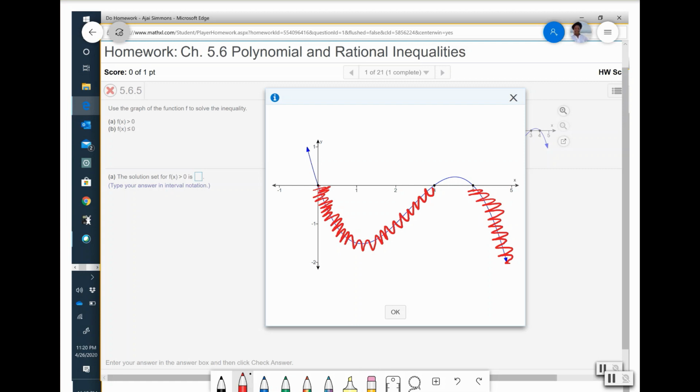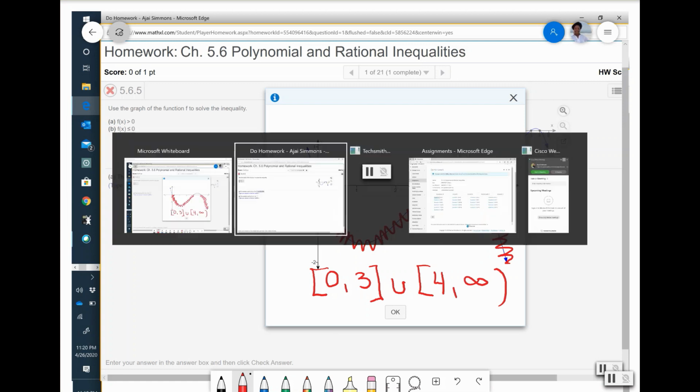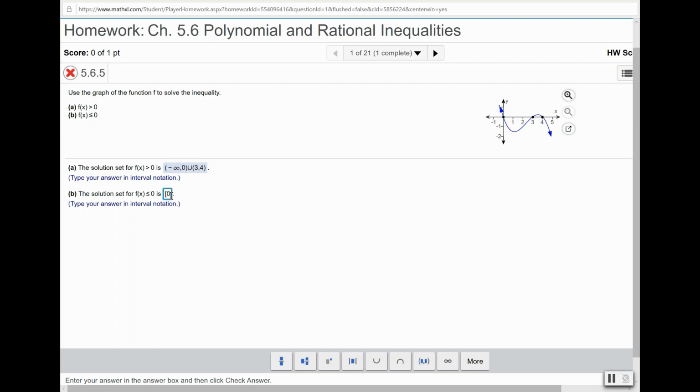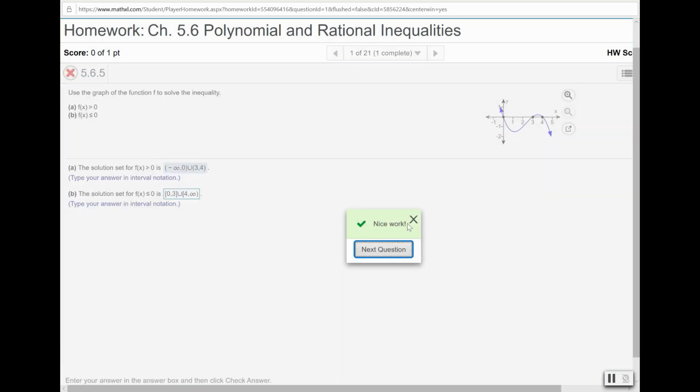Now, if I did interval notation for what I see here, I would go from 0 to 3 on the x-axis. But I'm actually putting a bracket this time because this problem says less than or equal to. If it says equal to, you've got to use brackets. And then it goes from bracket 4 to infinity with a parenthesis. And infinity always uses parentheses. Okay, keep that in mind. So bracket 0 to 3, union, bracket 4 to infinity. Okay, so that's that problem.